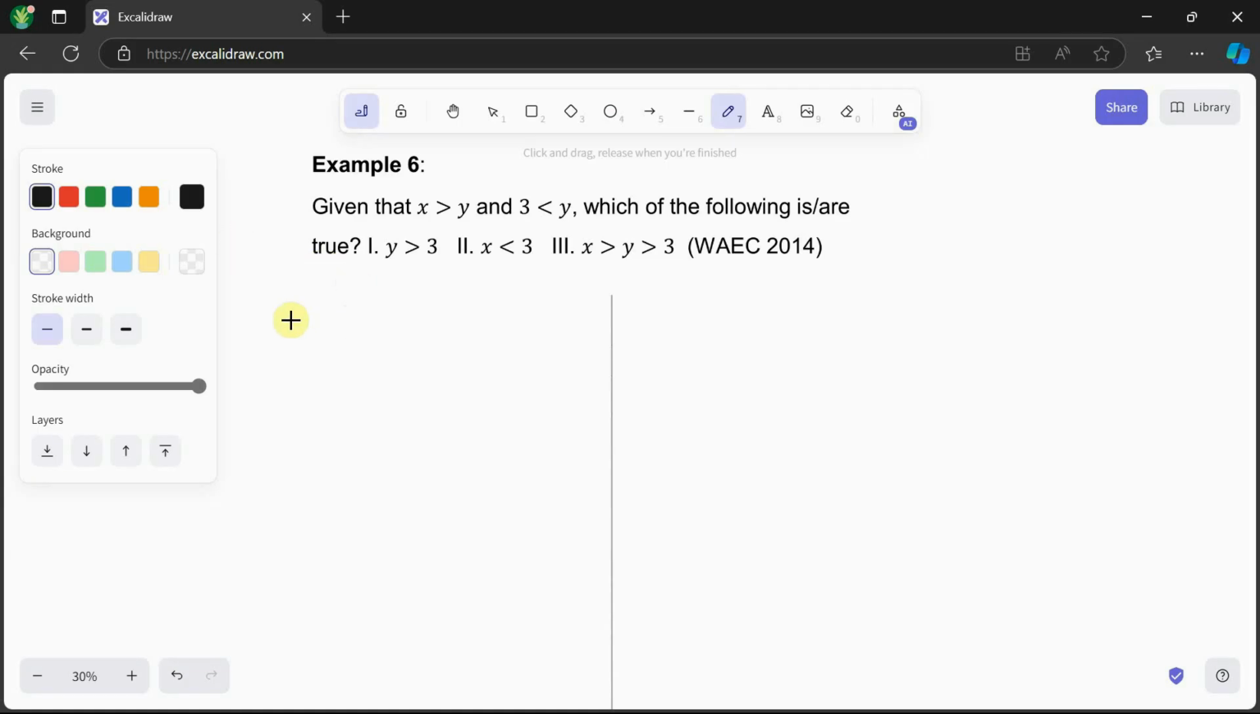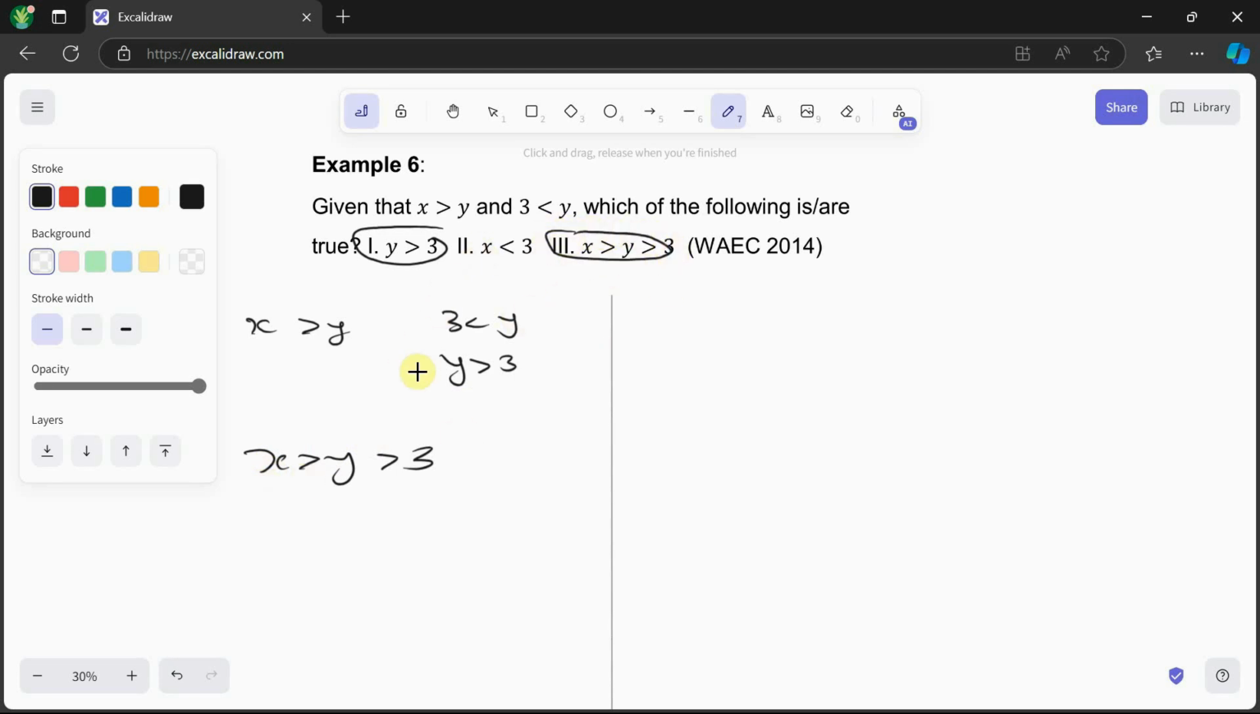So we're told that x is greater than y and 3 is less than y. So I could rewrite this as y is greater than 3. You know why? Because I can swap. So y is greater than 3. That means our option 1 is already correct. And look at this: if x is greater than y, and y is greater than 3, I can write it like this: x is greater than y and y is greater than 3, from what we've done before. So option 3 is correct.